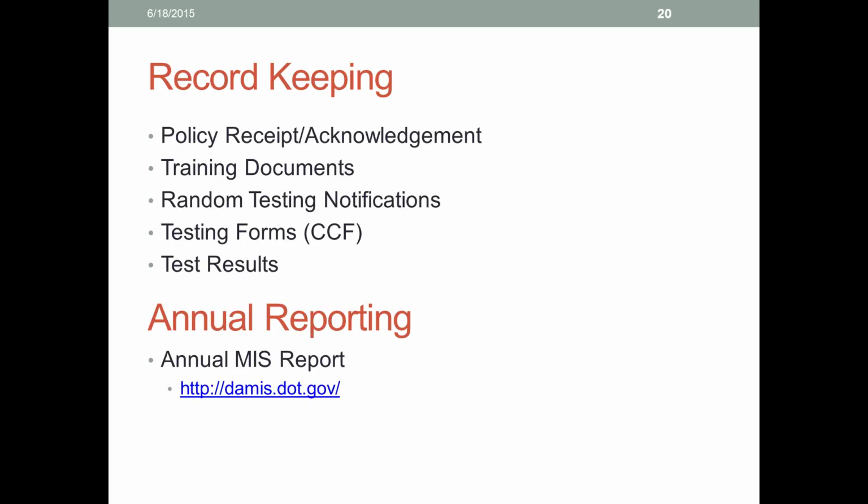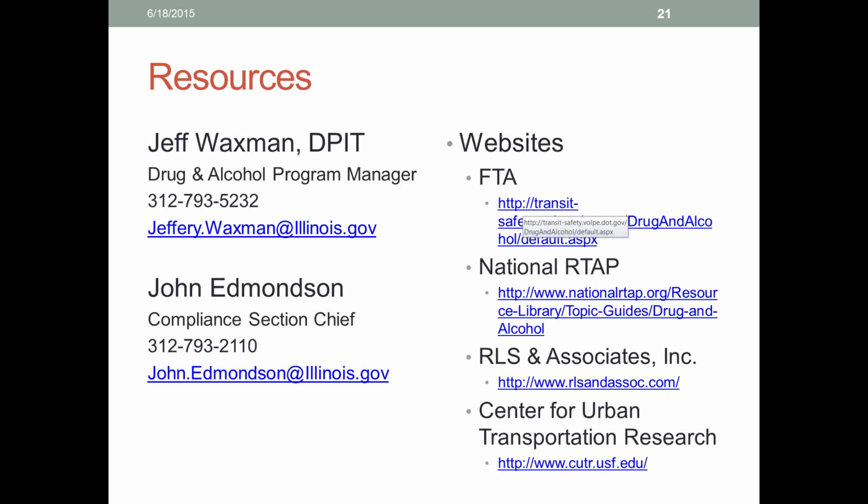You'll work directly with Jeff Waxman on the information itself. He'll review it, and work with you on how to submit it, when to submit it, whatever corrections need to be made, et cetera, et cetera. For those who don't know, Jeff is our drug and alcohol program manager for IDOT. This is exactly what he does. This is his area of expertise. He's very good at it, and we trust him entirely to make sure that everybody is compliant and work with them to bring them up to speed if they're not.